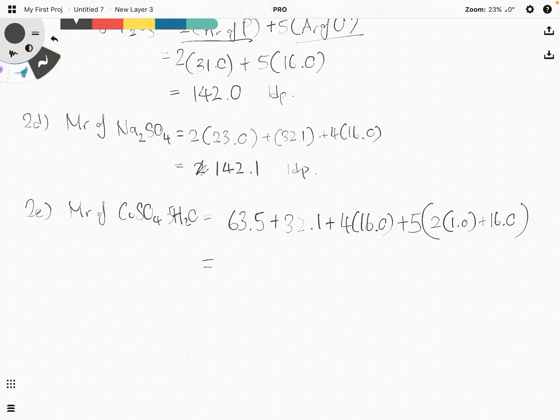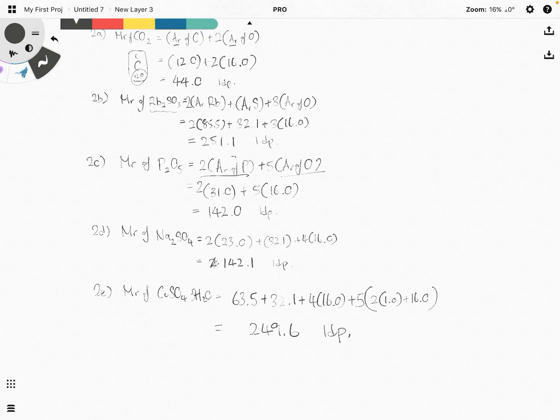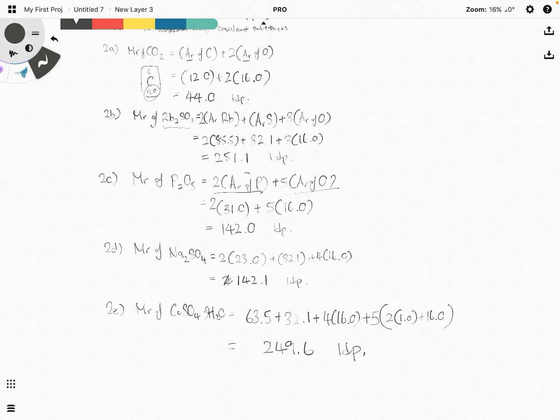What do you get in total? You should get in total, let's see, 249.6 to 1 decimal place. Again, no units, because this is a ratio. Okay, so this is how you would calculate the relative molecular mass or formula mass. Make sure that when you do your workings, always include this statement here, just to let the marker and yourself know what you are calculating specifically.